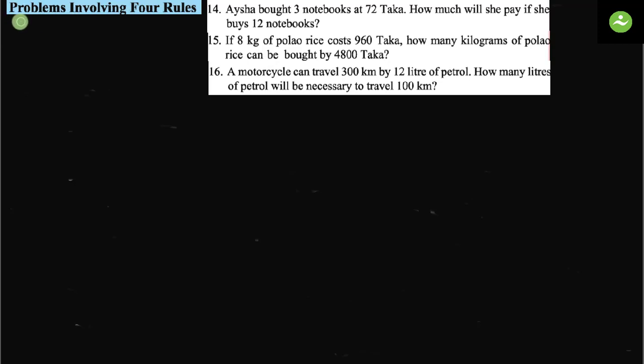The topic is problems involving the 4 rules. It's Exercise 3, questions number 14, 15 and 16.